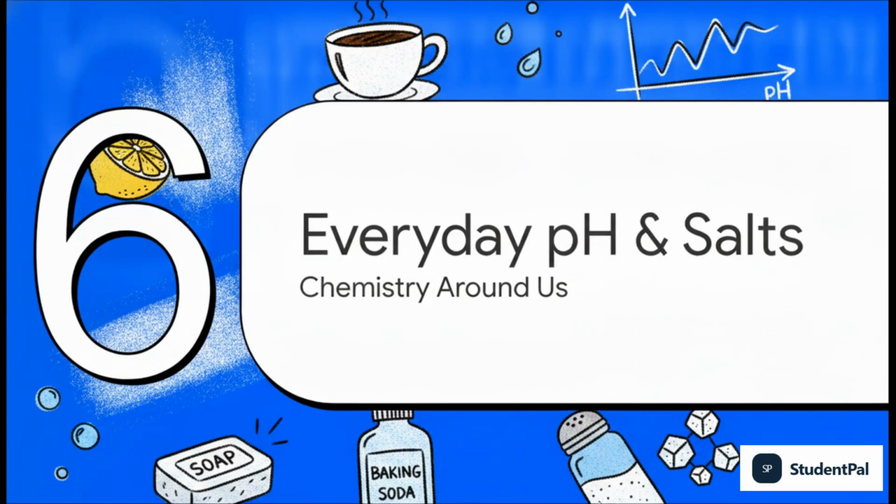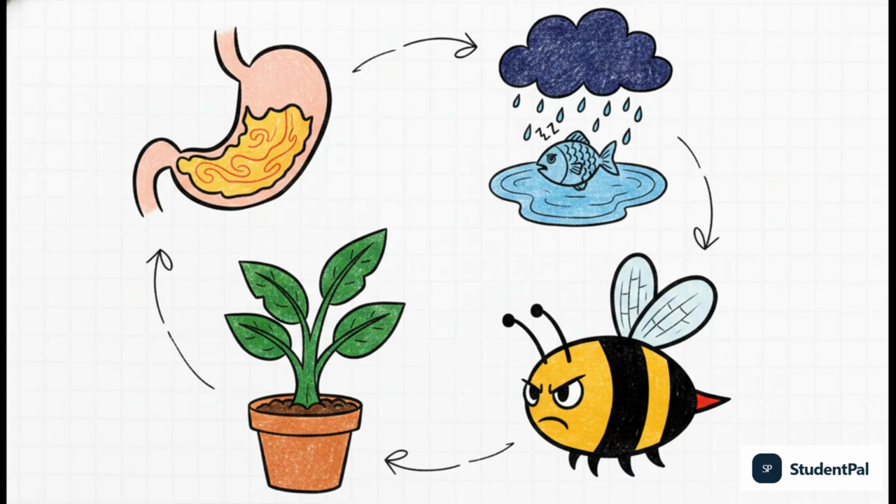Section 6. Everyday pH and salts. Chemistry around us. Let's zoom back out from the lab and look at the real world. You might be surprised, but pH is literally everywhere in your daily life. Your own body is a working chemistry lab. Your stomach naturally produces hydrochloric acid to aid in digesting your food. Living organisms generally survive only in a very narrow pH range of 7.0 to 7.8.